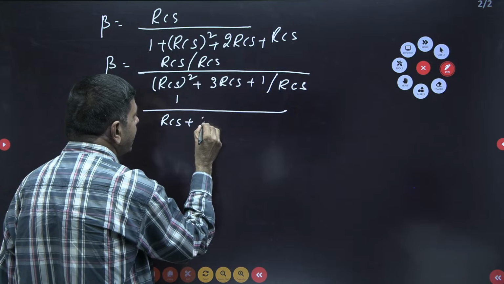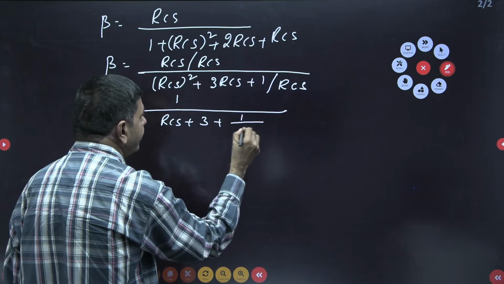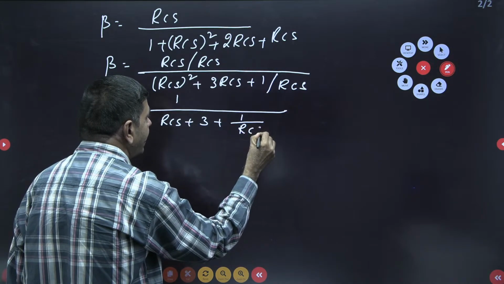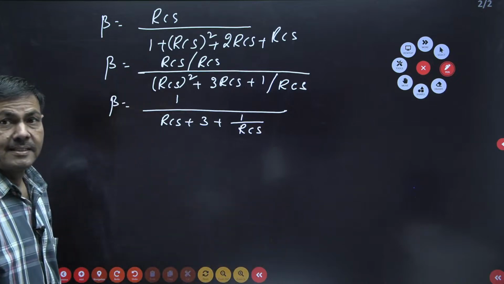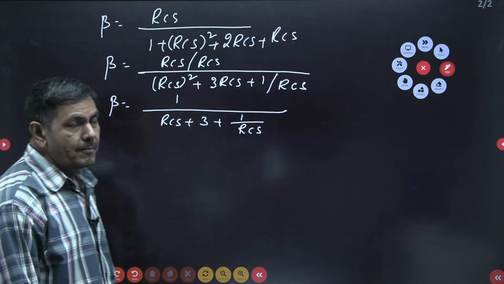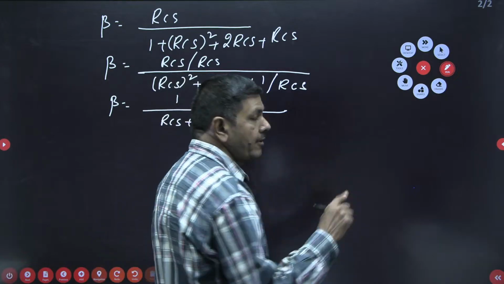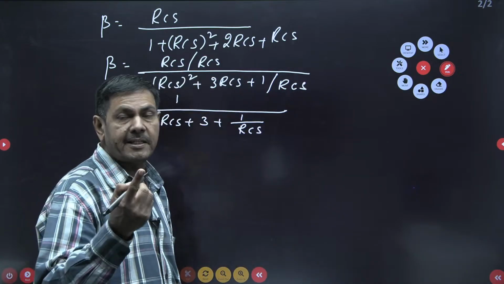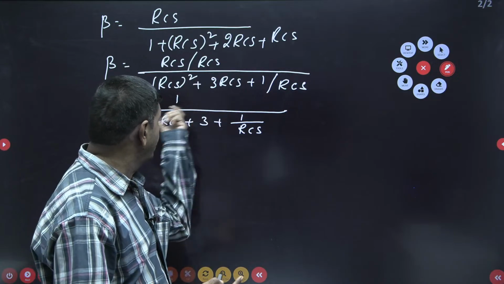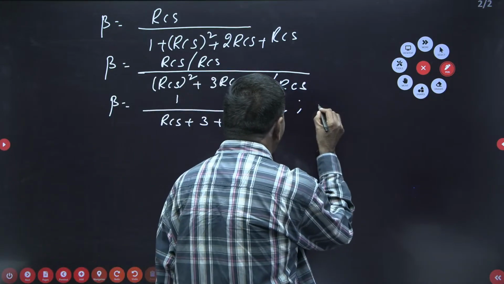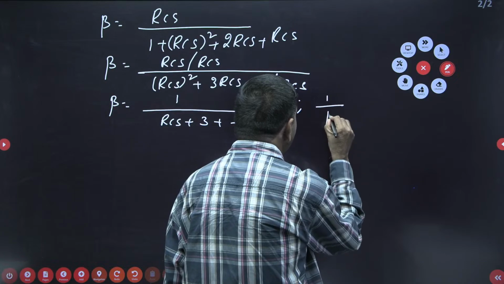RCS cancel, 3, I am getting here now. 1 by RCS, I got like this now. This is beta value. But A beta equal to 1 we know very well. A beta equal to 1 means A equal to 1 by beta is possible. That's why I wish to get 1 by beta here now. I got beta. What is 1 by beta? I would like to know down here now.